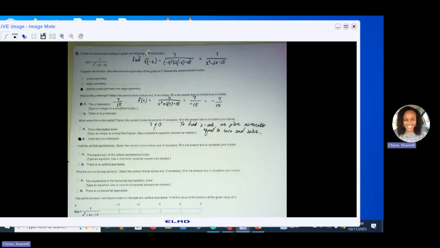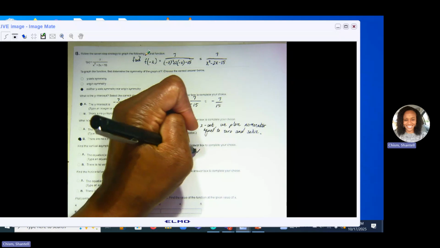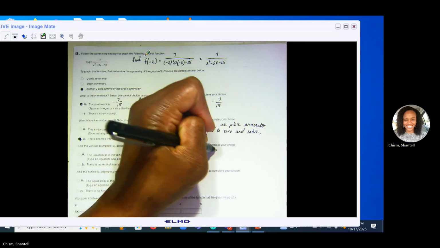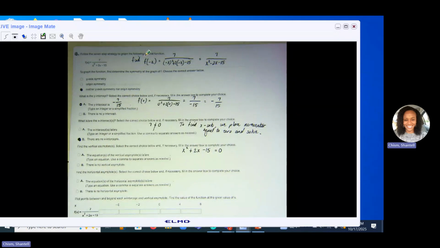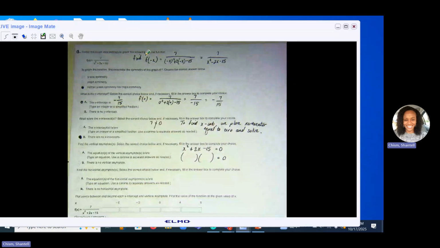Now, to get the vertical asymptotes, this is where we take the denominator and set it equal to 0. So to get the x-intercepts, we take the numerator. To get the vertical asymptotes, we take the denominator. So in this case, our denominator is x squared plus 2x minus 15 equals 0. So I would try to factor here.